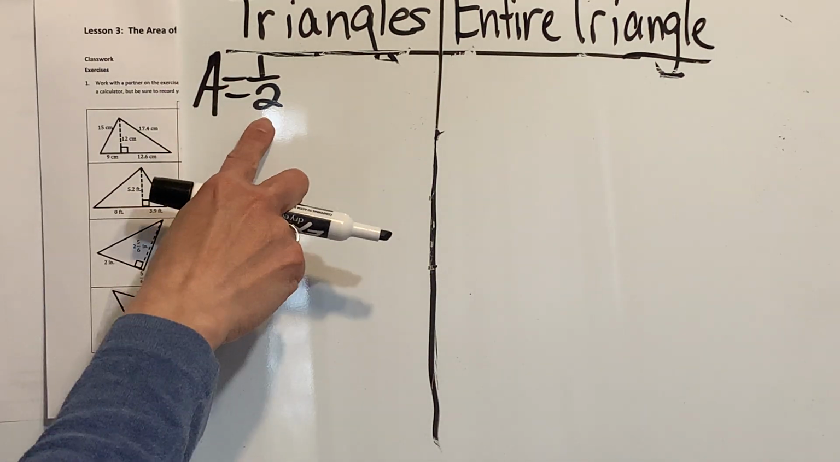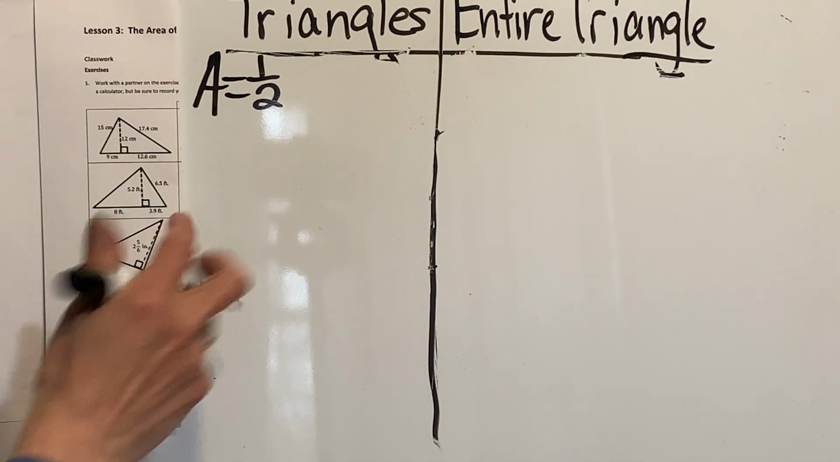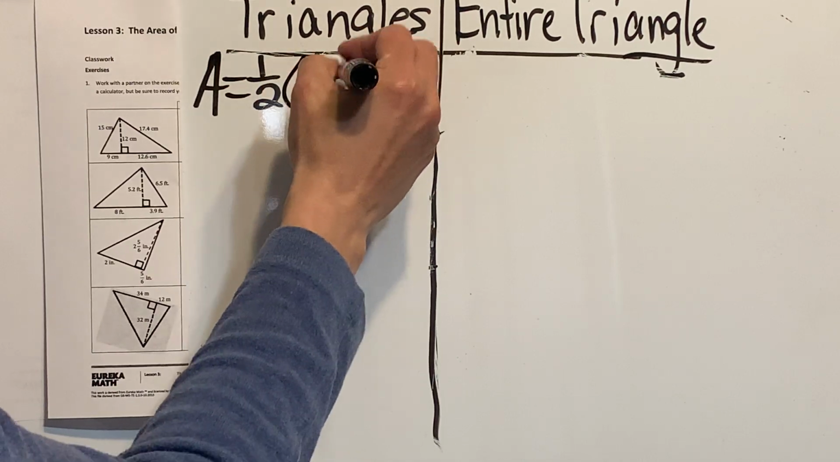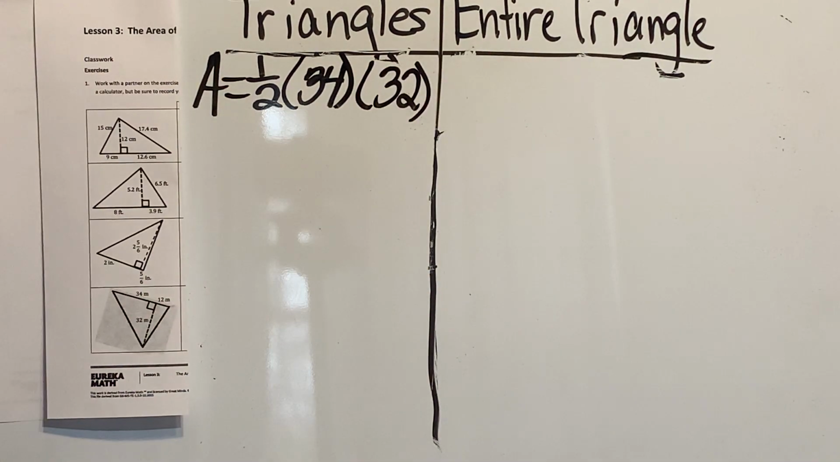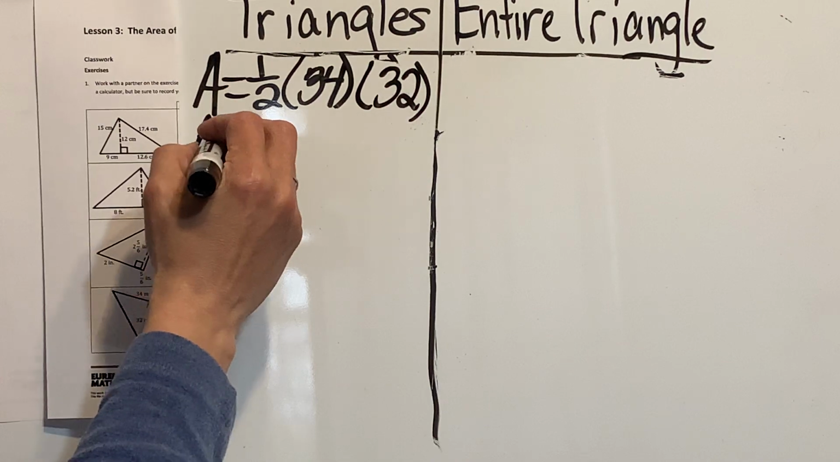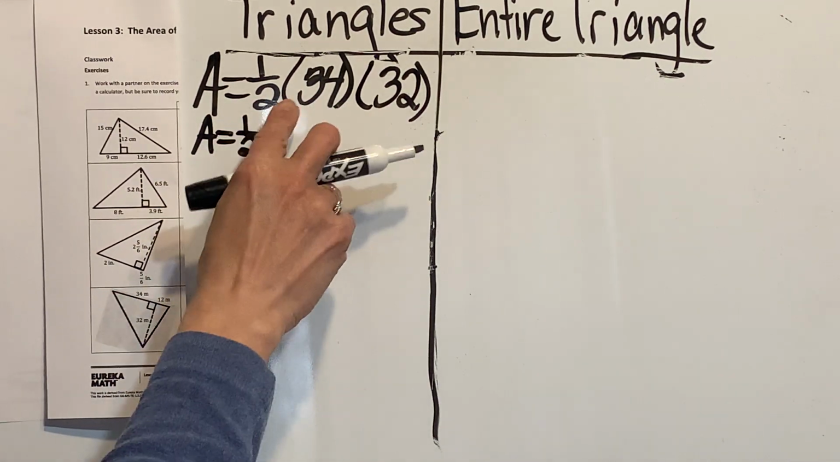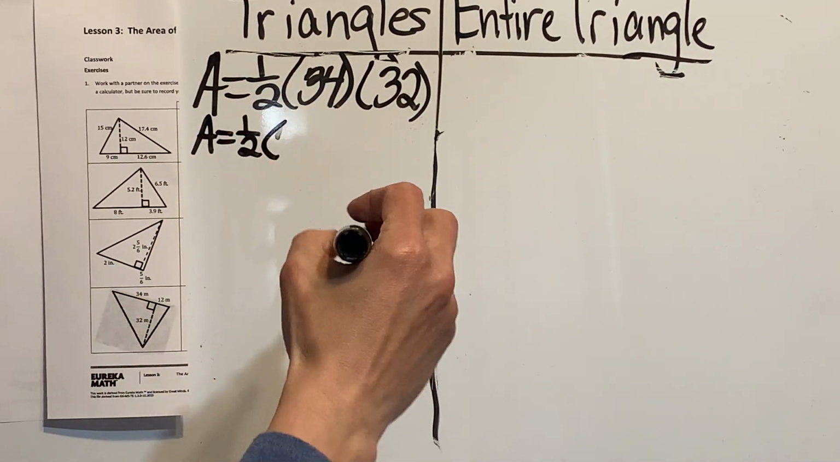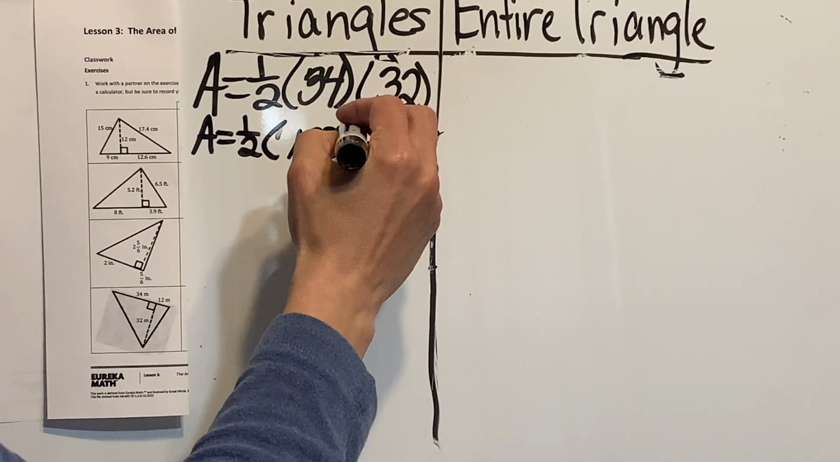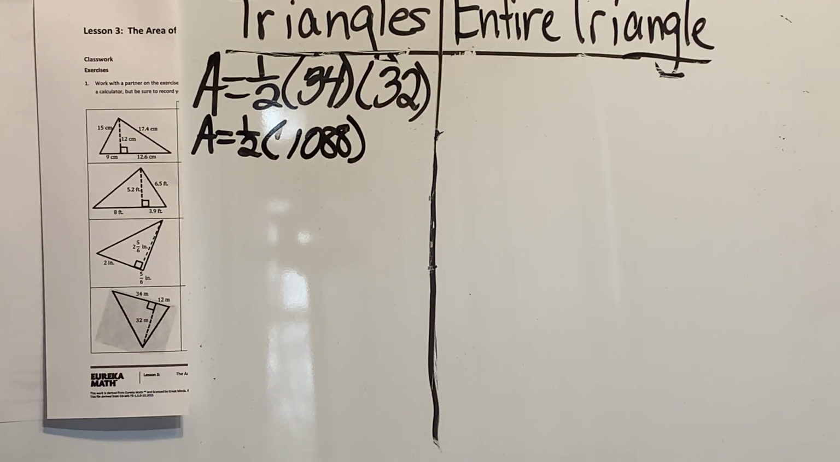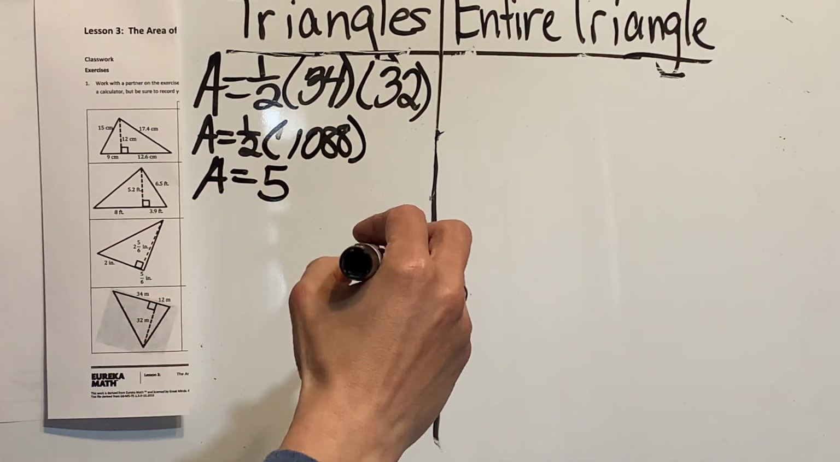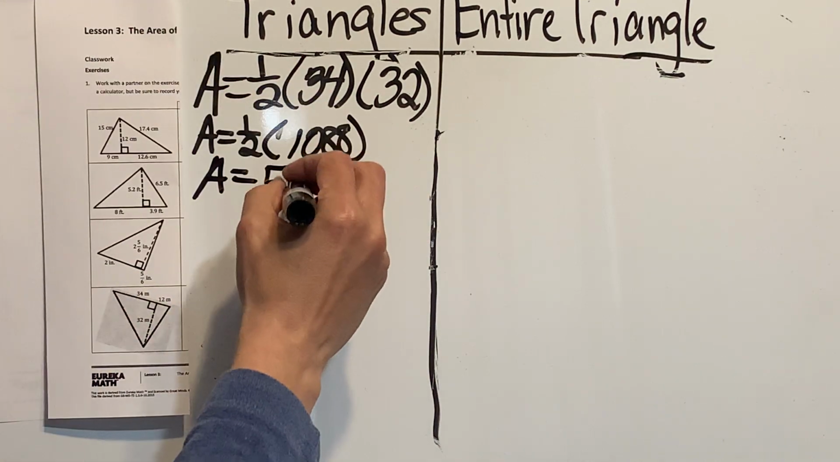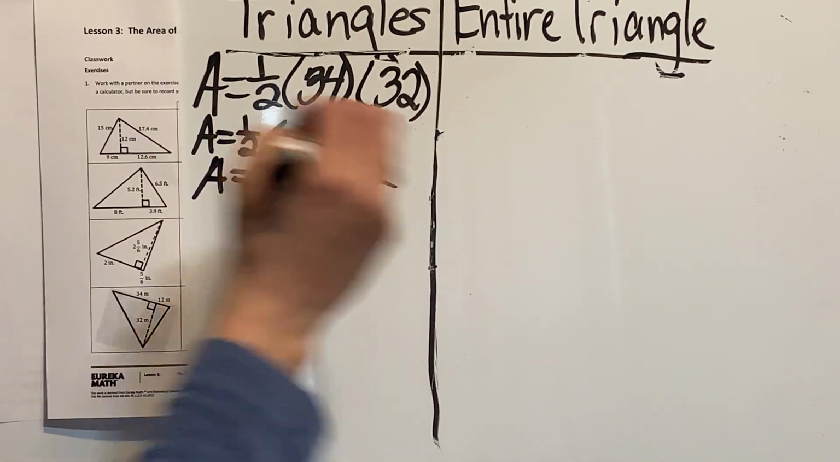So I'm going to use that information. So I've got half of the first base, which is 34, times the height, which is 32. Okay, so if I do area equals half, then here I've got 1,088, and half of 1,088 would give me the area, which is 544 meters squared.